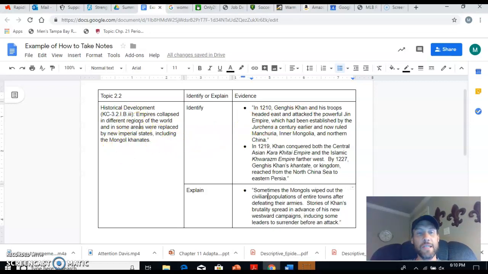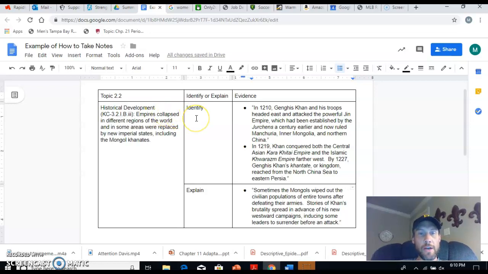Okay, so what you'll see here is I've specifically typed that into my first column so that I know this is the specific piece of evidence from topic 2.2 that I'm looking to cover. You want to cover all of the specific evidence that is found in each topic that we study, because that's the only thing that you can be tested on according to the College Board.